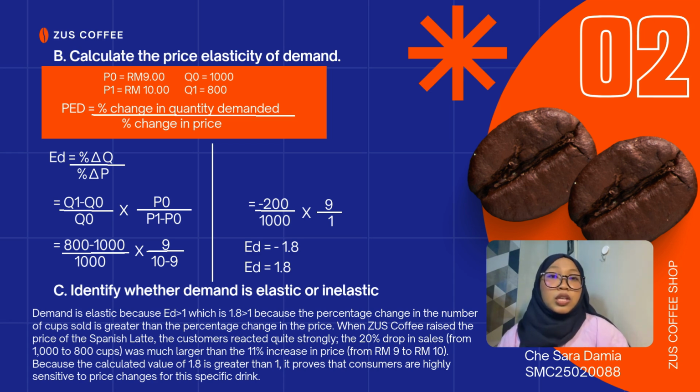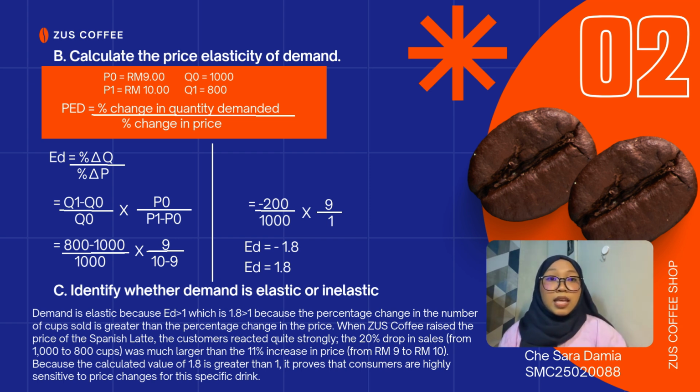For this question, you have to use a formula, which is PED equals percentage change in quantity demanded divided by percentage change in price. So the first step is (Q1 minus Q0) divided by Q0, times P0 divided by (P1 minus P0). So our Q0 is 1000 and our Q1 is 800, and our P0, which is the initial price, is 9 ringgit, and our P1 is the new price, which is 10 ringgit.